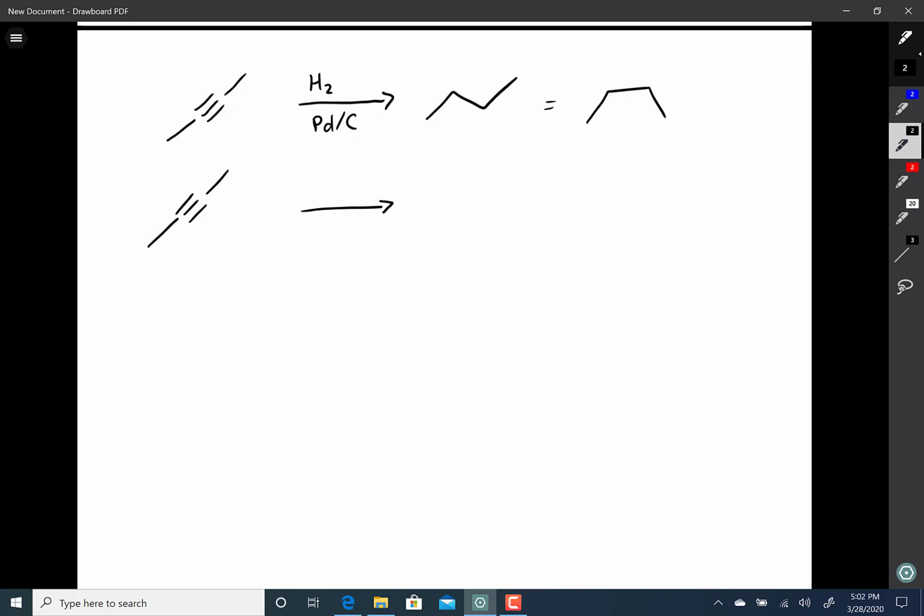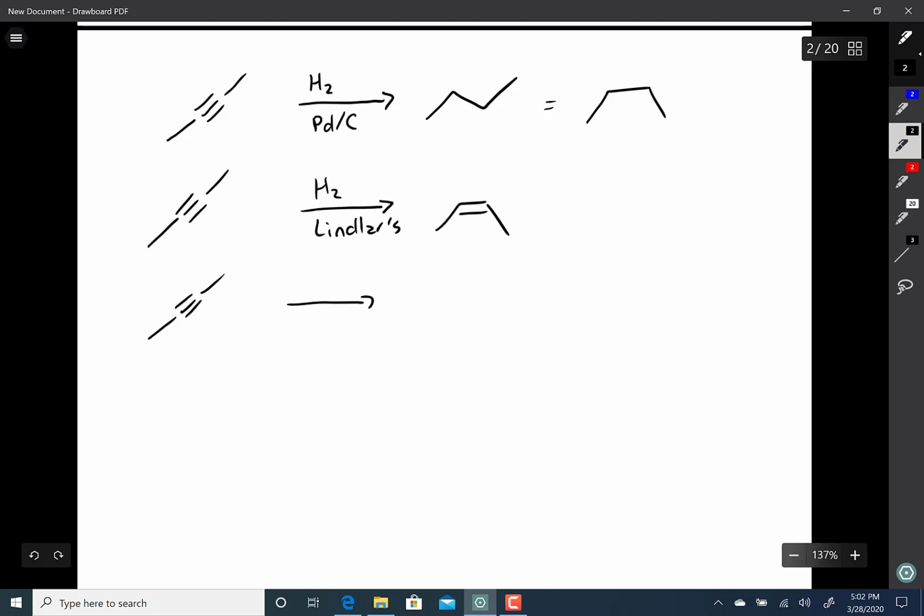If you treat this with Lindlar's, you get a cis alkene, and it stops there. If you use the dissolving metal reaction, that's lithium, or sodium, with ammonia. Either one of those metals will do this, but the solvent that's used is ammonia. That gives you the trans alkene, and stops there.